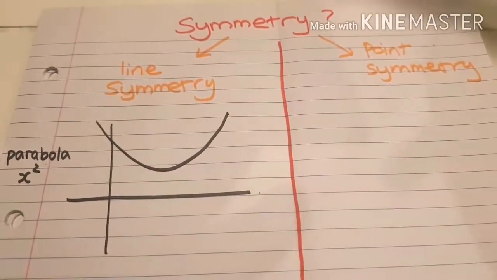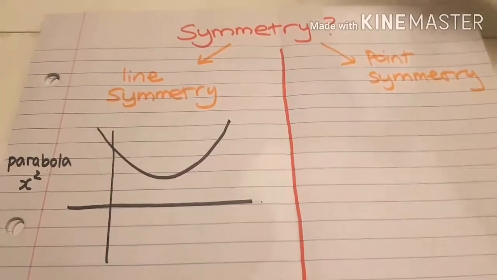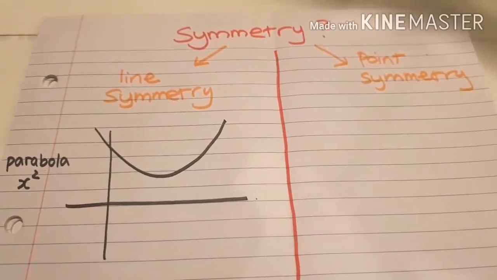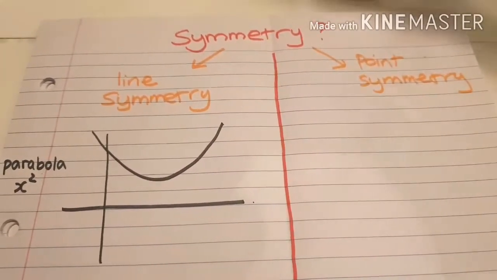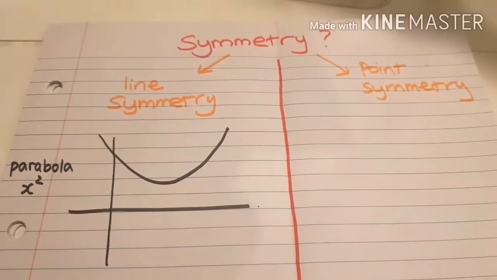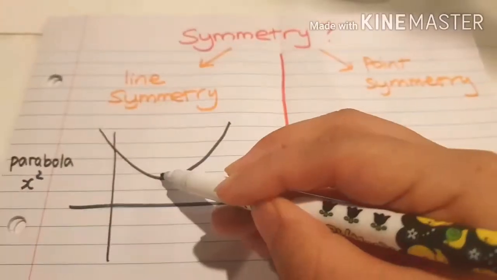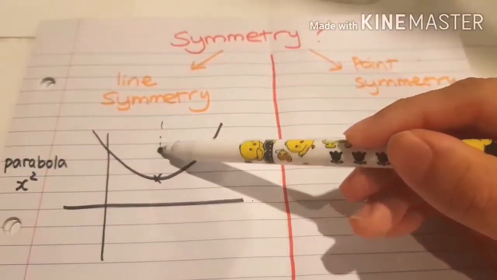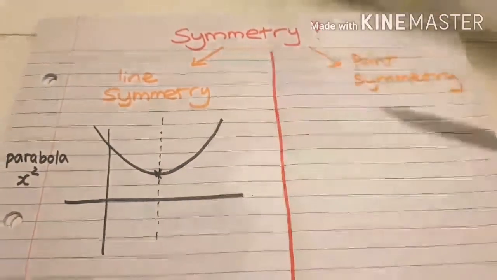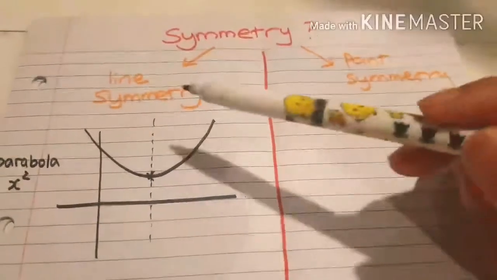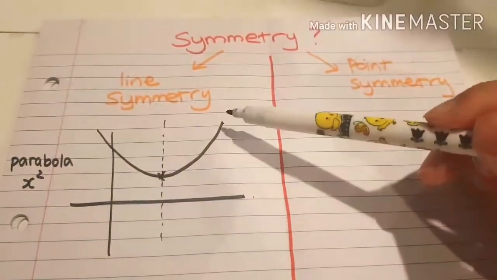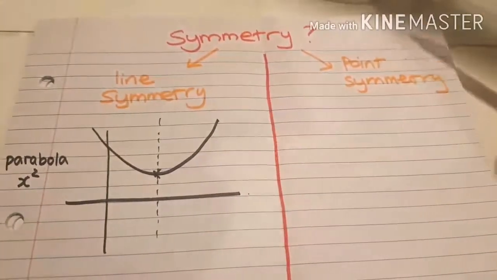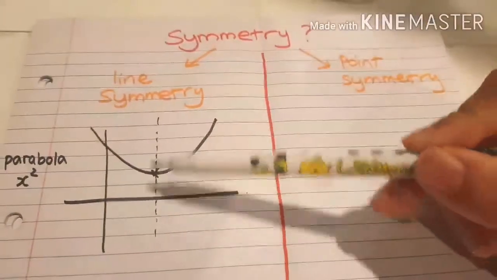What is line symmetry? When you fold it in half, the left hand side and right hand side should be symmetric to each other. Here's my vertex. At my vertex, if I fold it in half, what do you see? The left hand side and right hand side of the graph are exactly the same. It's symmetrical through that line.